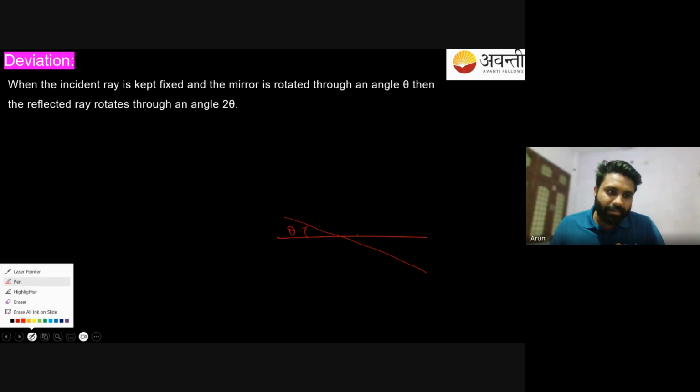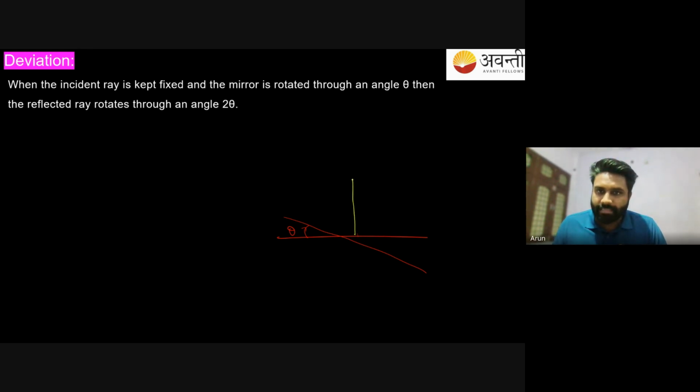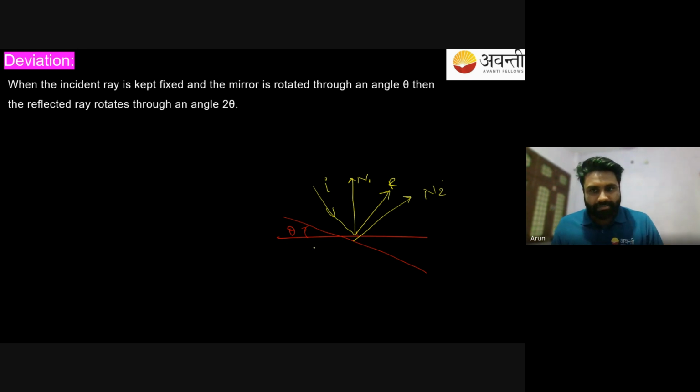Initially, it has a normal, this is the normal N1 firstly, and this is the normal 2 on this mirror after rotation, so I'm representing it as n2. The incident ray is like this and going in this direction. This is the reflected ray and this is the incident ray. We have kept the incident ray fixed, but due to the rotation of the mirror, this reflected ray will change its angle. This is r dash. If this angle is I, this angle is also I.